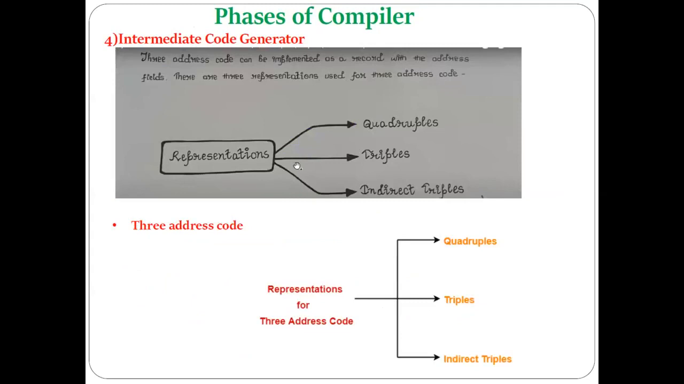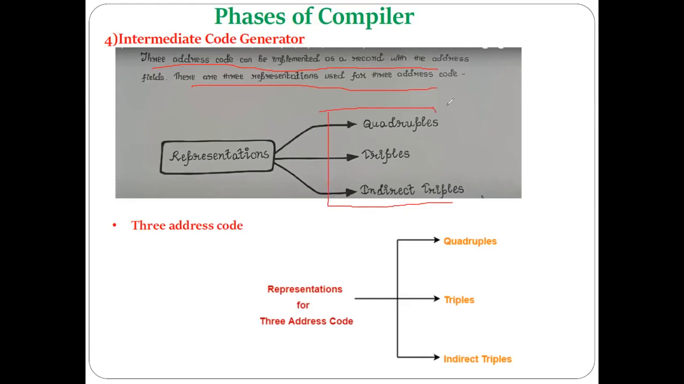Now there are different representations of 3 address code also, for simplicity purposes. The main reason behind generating the 3 address code or the intermediate code is what? The machine code generation process will become simpler, will become efficient. Okay. So 3 address code can be implemented or represented as a record with different address fields. And there are different representations of 3 address codes. There are 3 important representations of 3 address codes. You can see here.